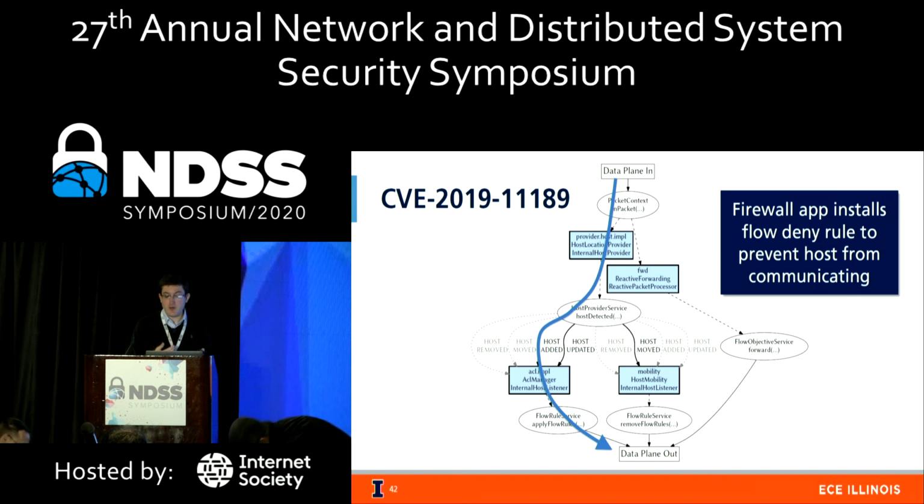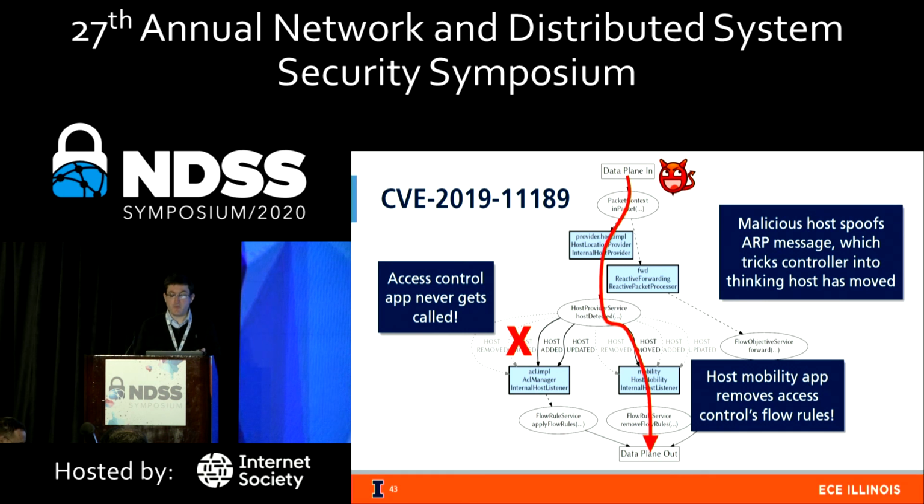So let's say that the firewall app successfully does install a flow denial rule that prevents host A from communicating with other hosts. Another host in the network forges A's MAC address, which causes ONOS to think that host A has moved. So how does this event flow graph help us here? Well, we can look at the fact that the host moved event is handled by the mobility app, in other words, to remove flow rules, and is not handled by the firewall app that would have otherwise added a flow denial rule. So basically, the flow denial rules get removed and never get reapplied.